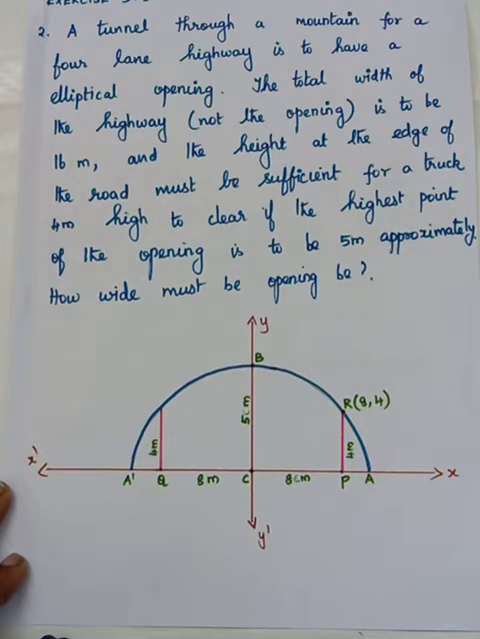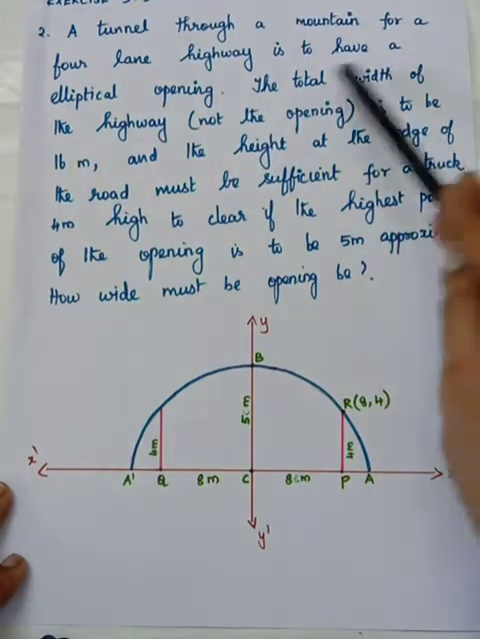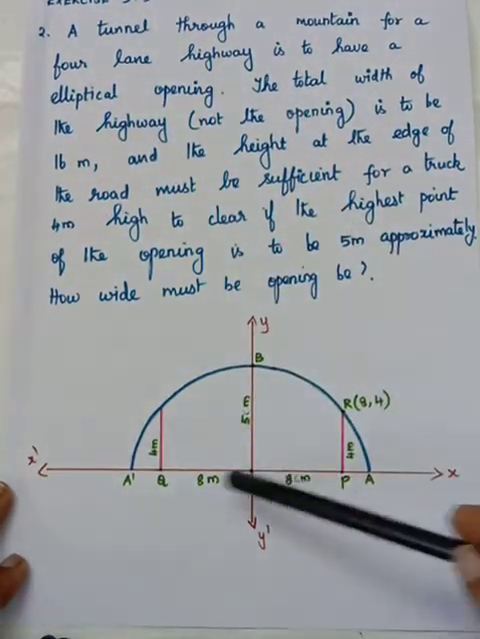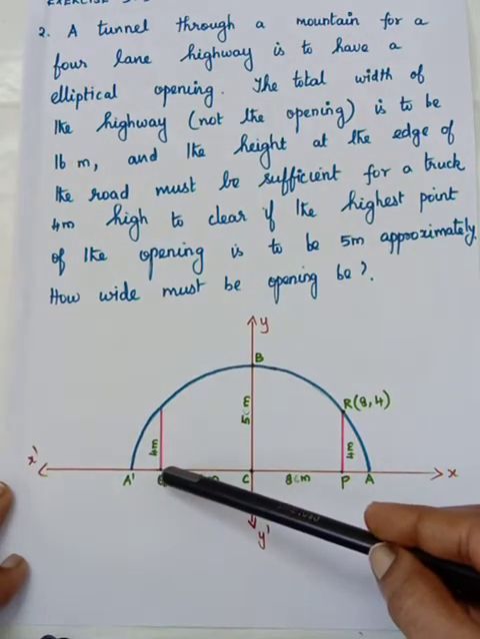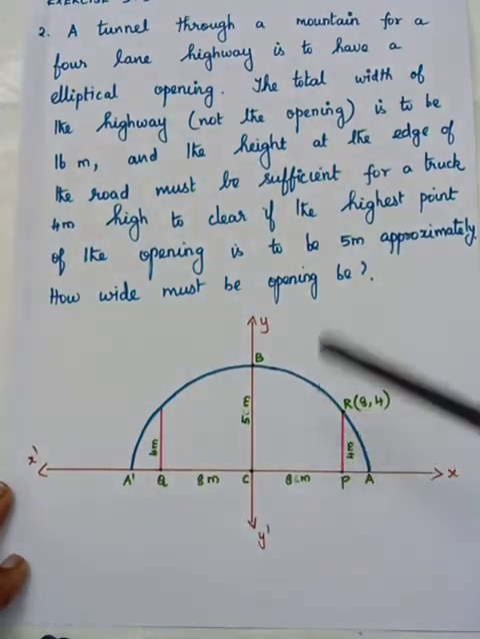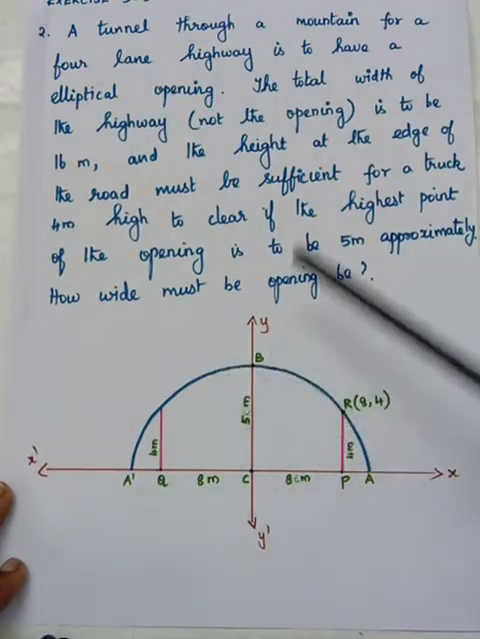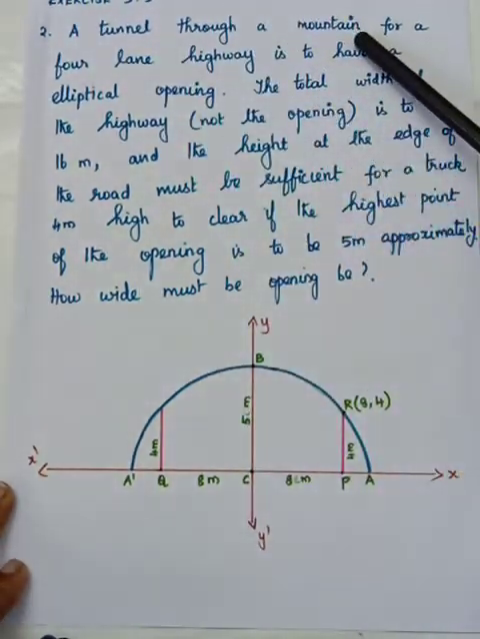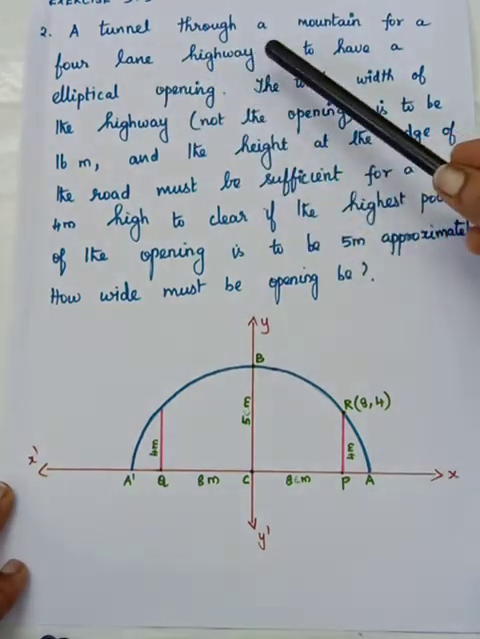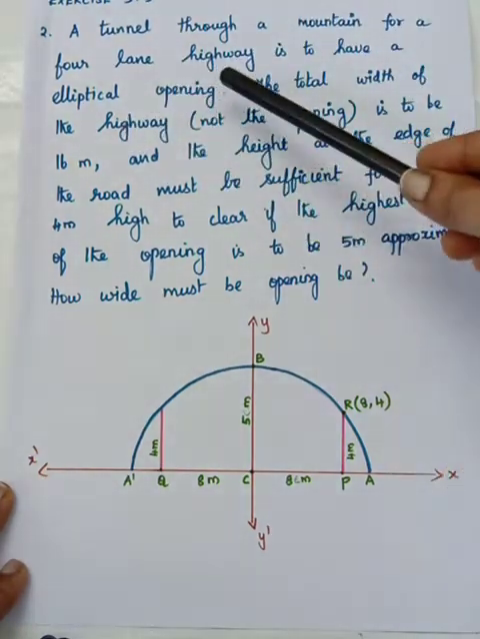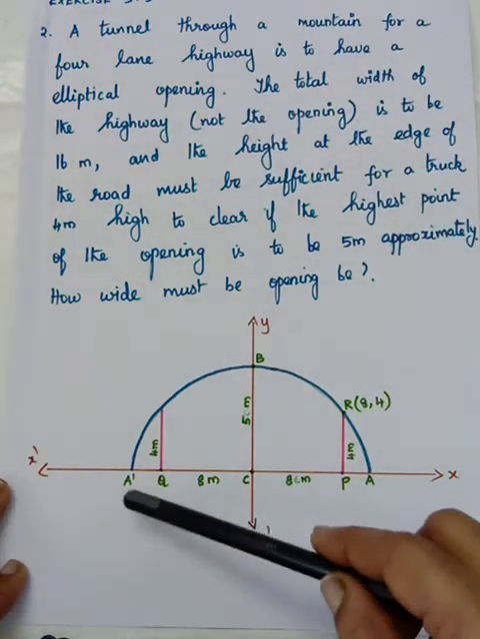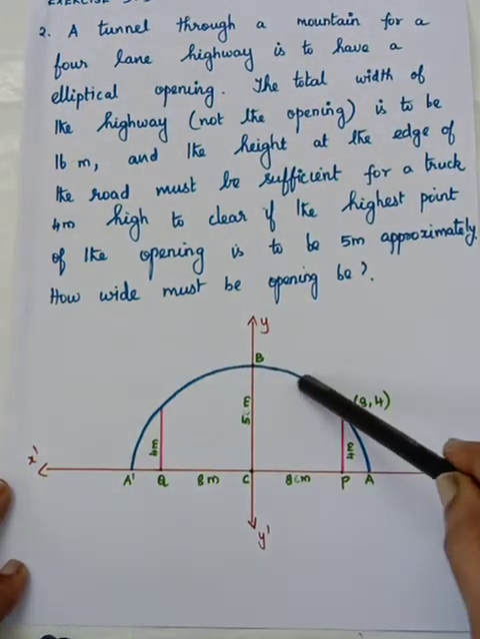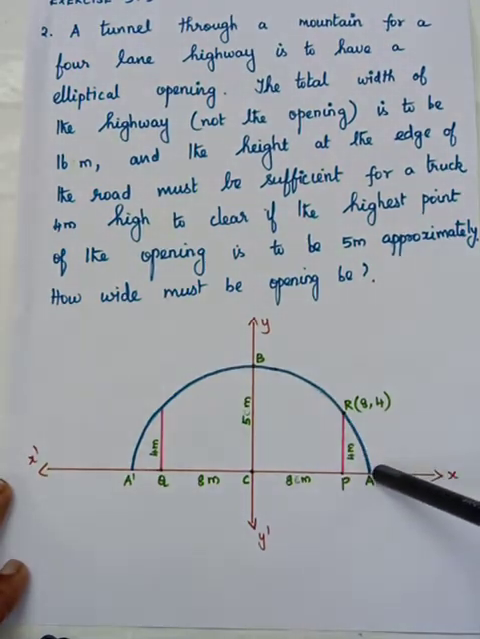See, a tunnel is to have an elliptical opening. Okay, see that the total width of the highway is 16 meter. You see that a tunnel through a mountain for a 4-lane highway is to have an elliptical opening. Okay, so the opening is in the form of a semi-ellipse.